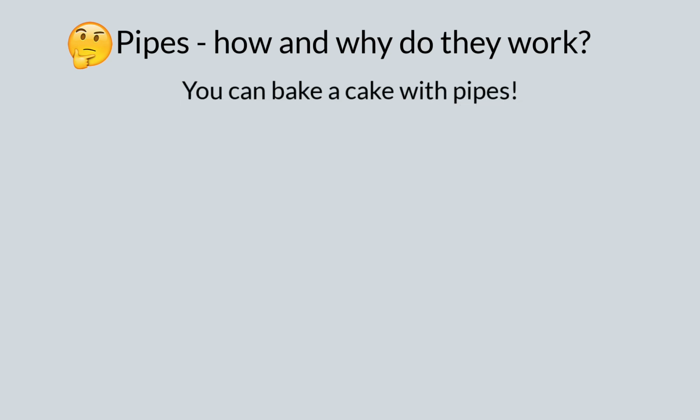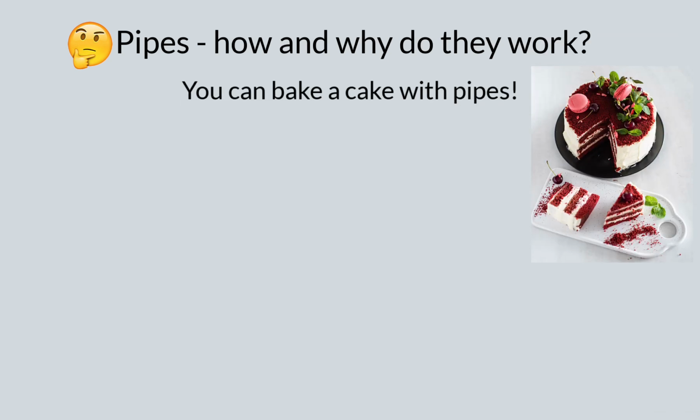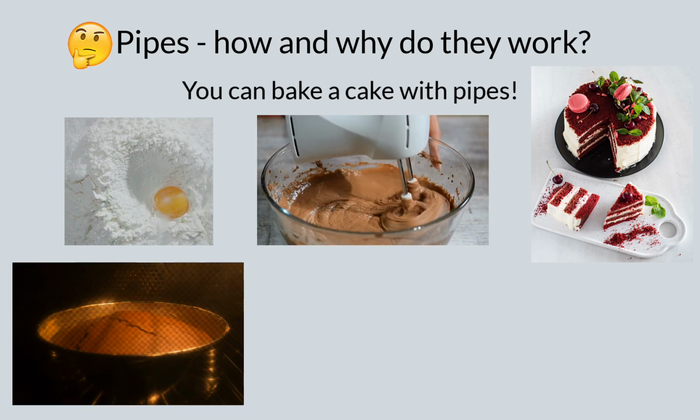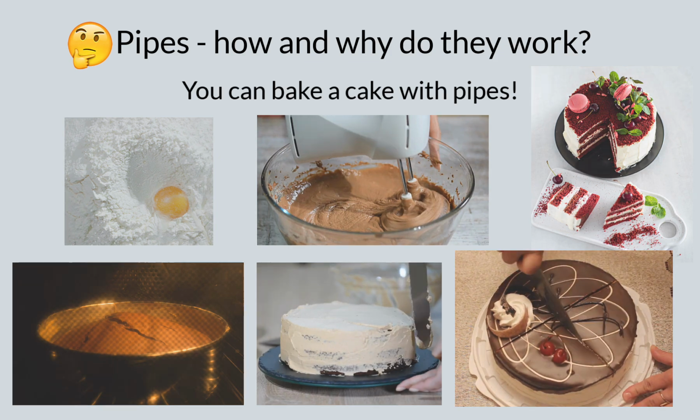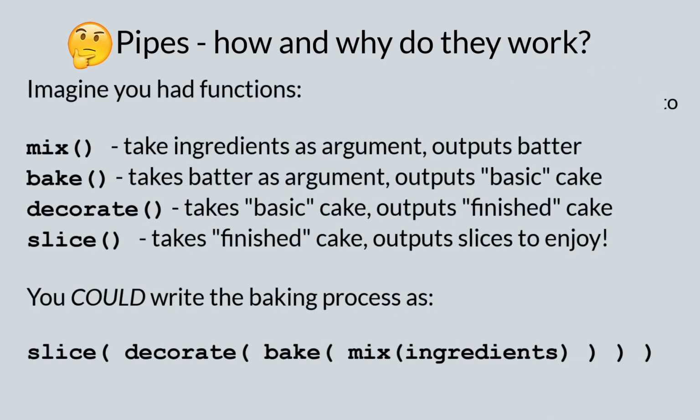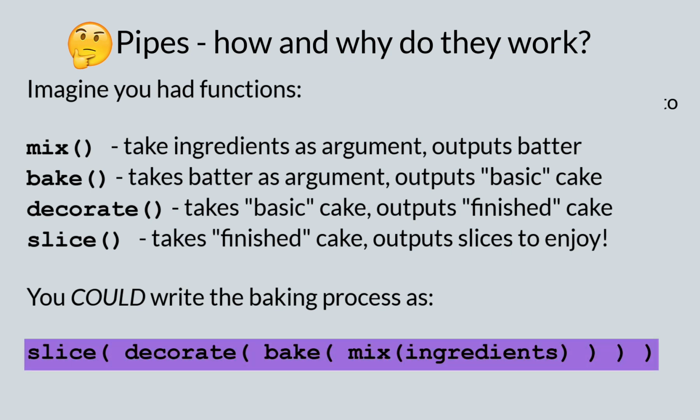Now, if donuts aren't your thing, what's wrong with you? You can think of piping in R like baking a cake, another bit of sweets. You take the raw ingredients, you mix them all up, you bake it, decorate it, you slice it, and you serve it, everyone is happy. Now, if we had functions that accomplished all those operations, we could write this as a big old nested mess of functions. We could take mix and apply that to the ingredients to mix up the batter. Put that inside the bake function, put that inside the decorate function, and put that inside the slice function.